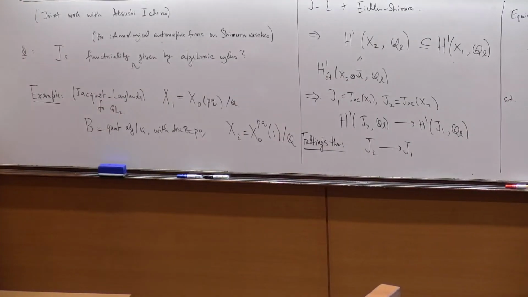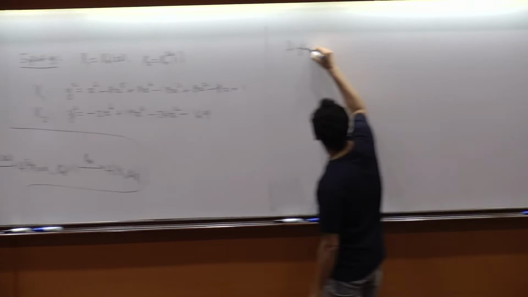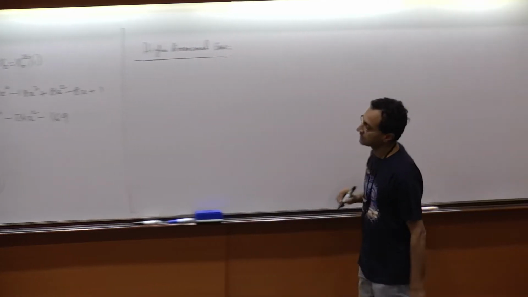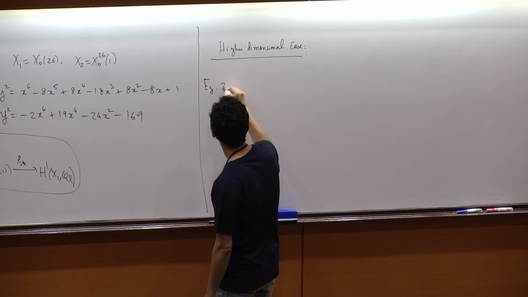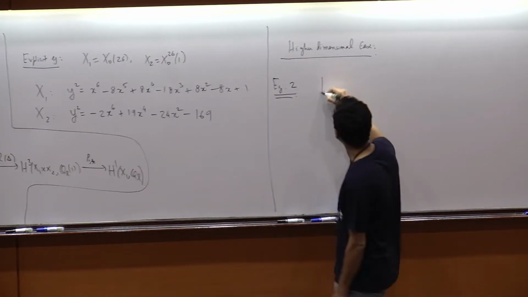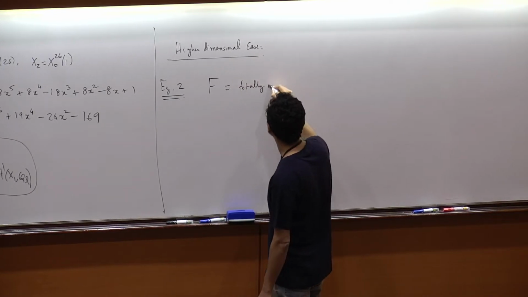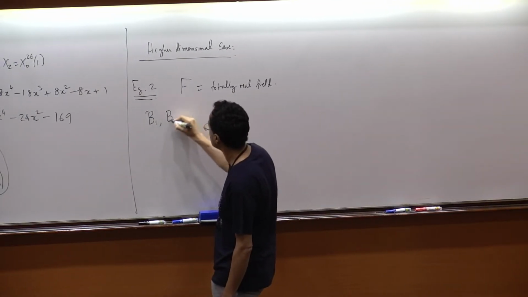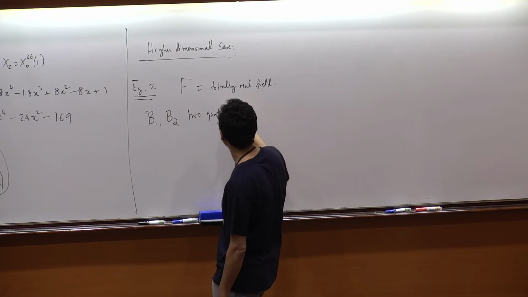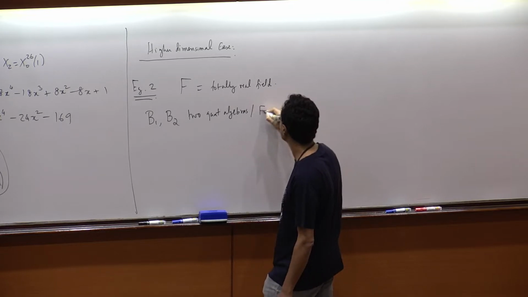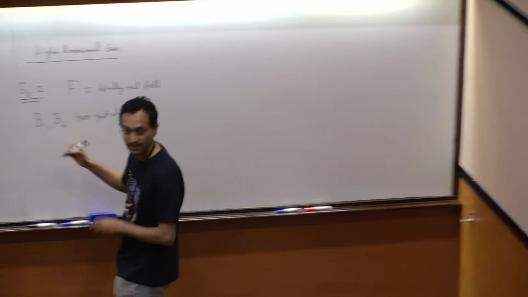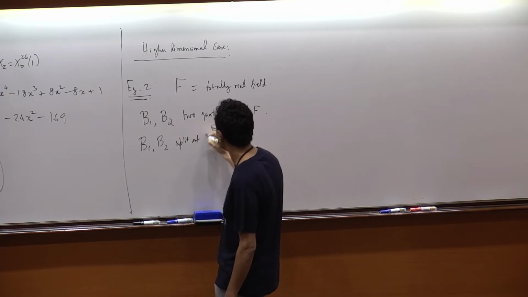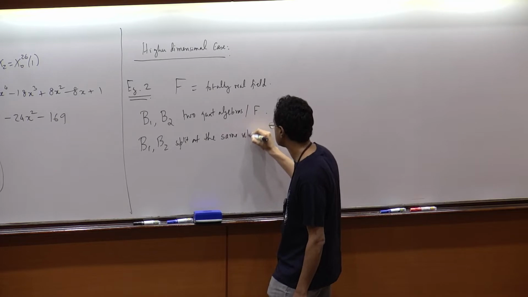So what we're interested in really is the higher dimensional case. Okay. So just continuing, here's the second example. And we can stick with Shimura-Langlands, except we now take F to be a totally real field. And let's take B1 and B2 to be two quaternion algebras over F. And with the following property, we want them to be split at the same set of infinite primes. So B1 and B2 are split at the same set of infinite places.